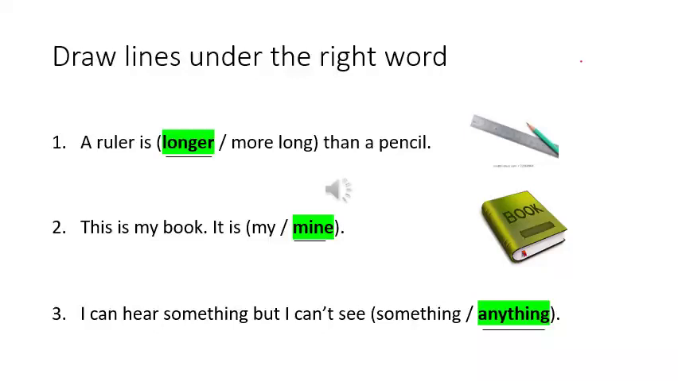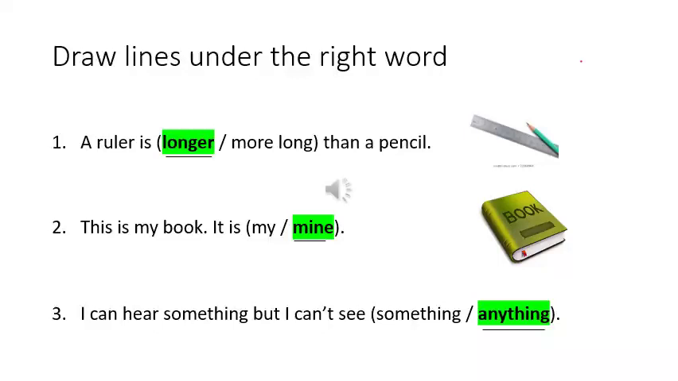The second sentence. This is my book. It is dash. Now this is my book. Whose book? My book. This is dash. My or mine? Which is the correct option? Which is the correct word? Mine. Okay? So you have to underline mine. This is my book. It is mine.